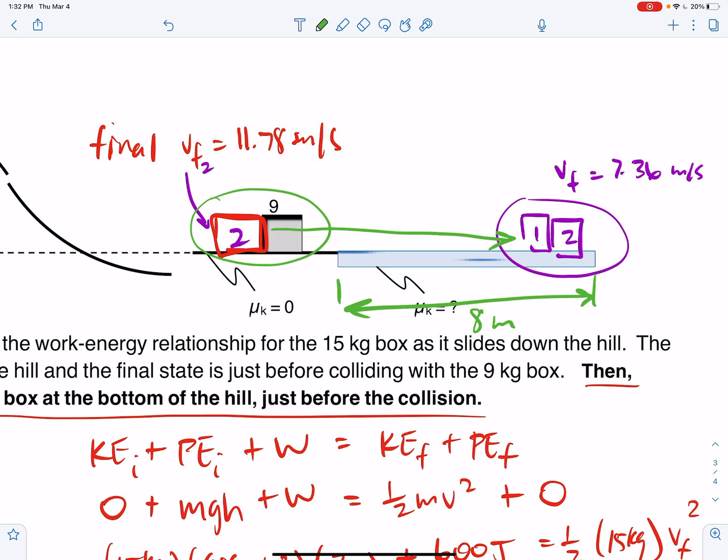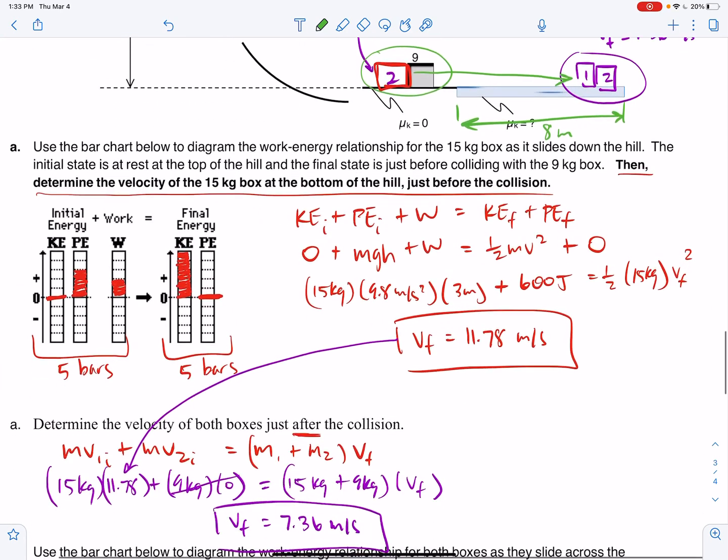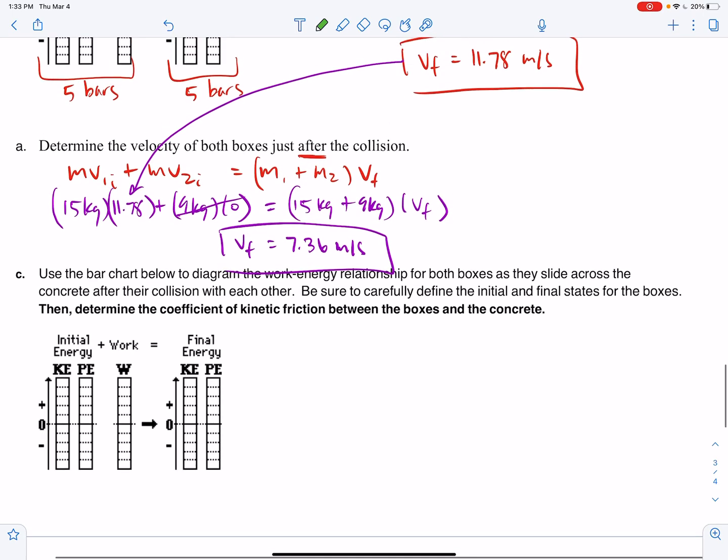So I know that their initial velocity, here I'm going to call this V initial, right? They're going to come in at 11.78 meters per second. And then their final velocity is the 7.36, and this happens over 8 meters. So let's try that, right?